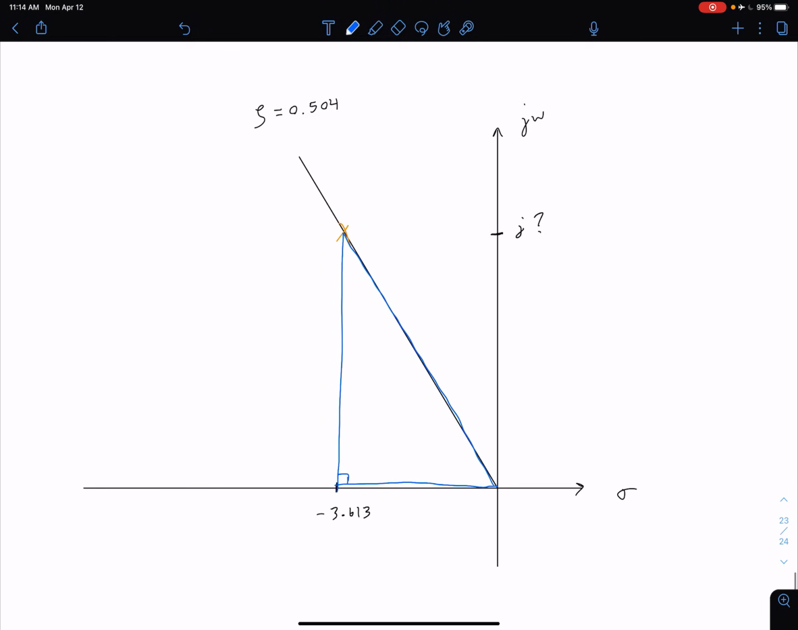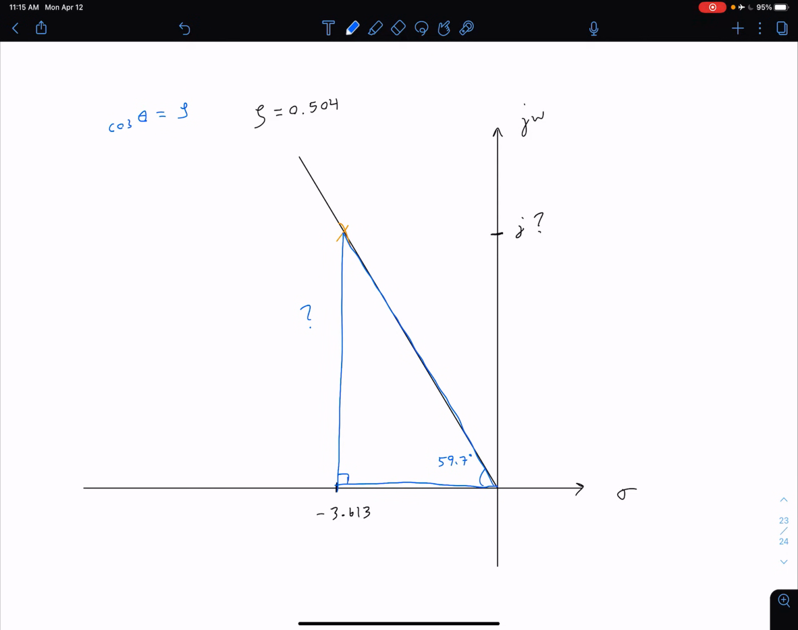Now we want to figure out basically what is this height over here. And in order to do that, we need to know this angle down here. And so we can find that based on the relationship between our zeta and that angle. So remember, cosine of theta is equal to our damping ratio zeta. So if we do inverse cosine of 0.504, we see that this angle here is 59.7 degrees, approximately.